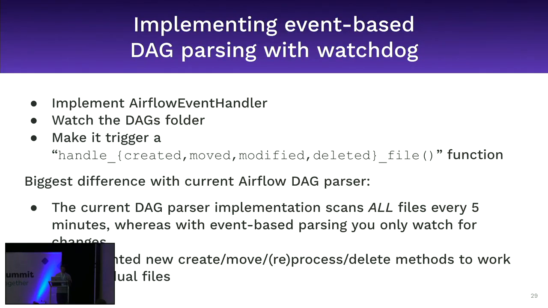And in a nutshell, what I did is I implemented a so-called event handler, and an event handler in Watchdog terms is essentially a mapping between file system events and user-defined functions. So if Watchdog says, hey, there was a file created event, then I can supply a function that says, okay, if a file was created, let's start processing it.